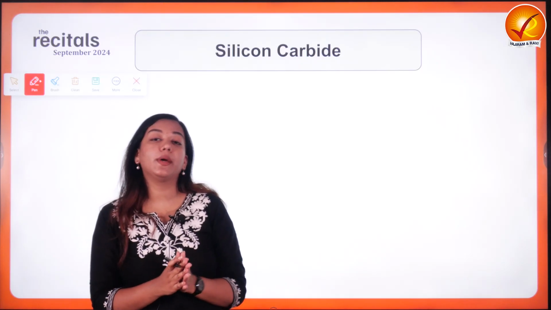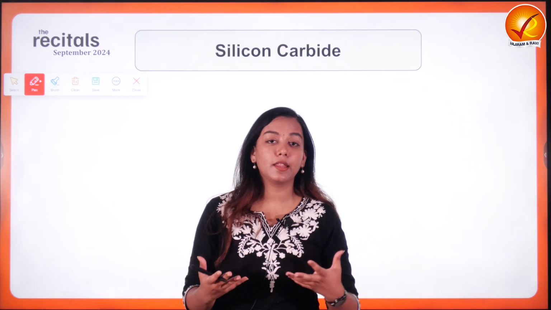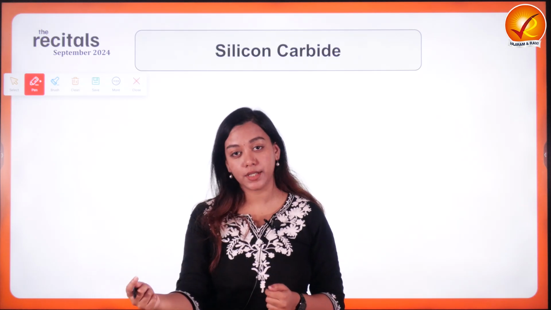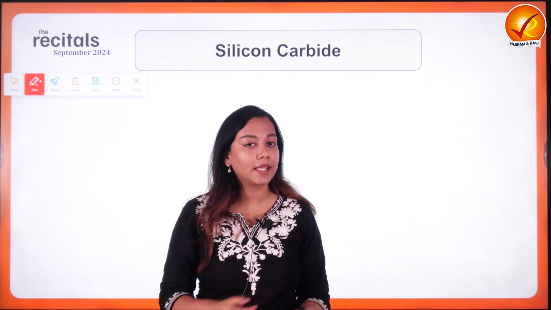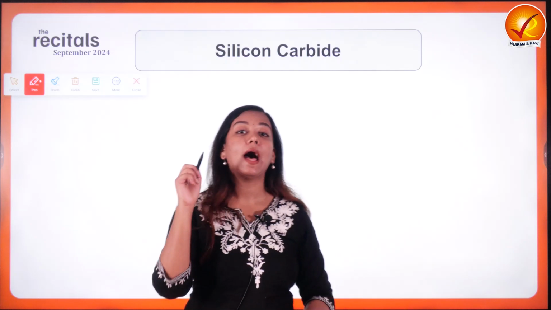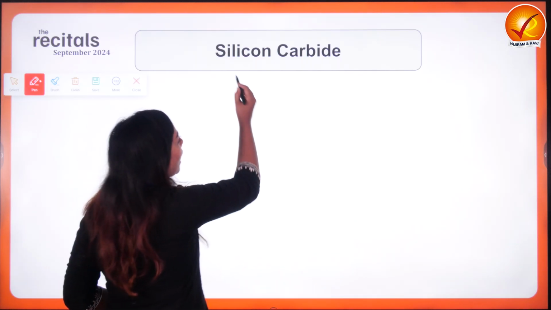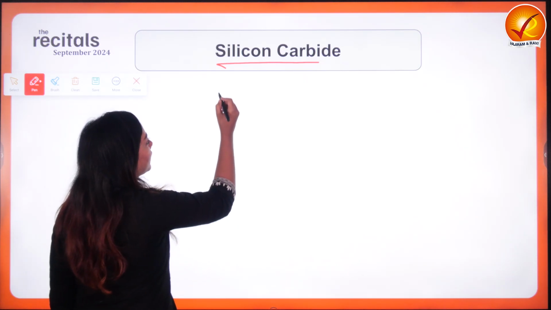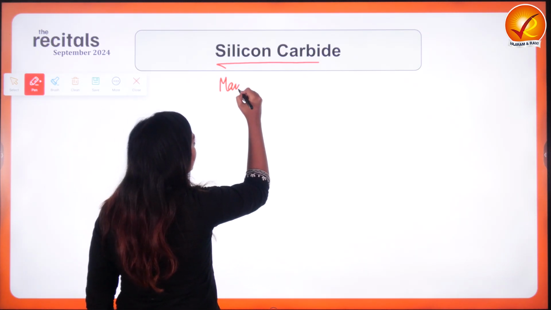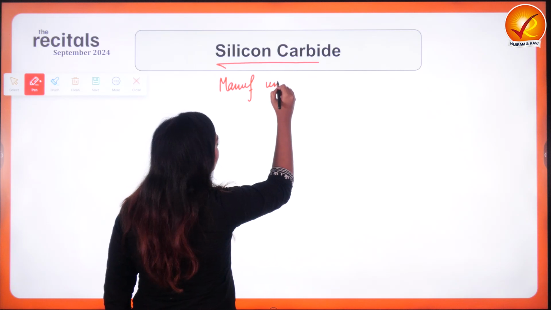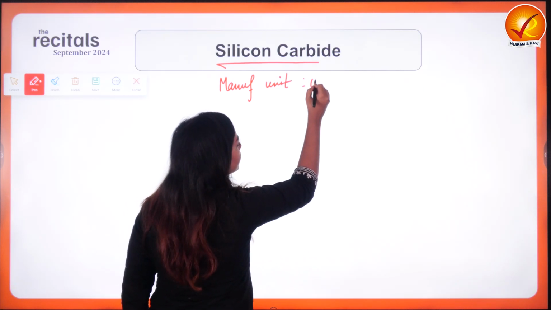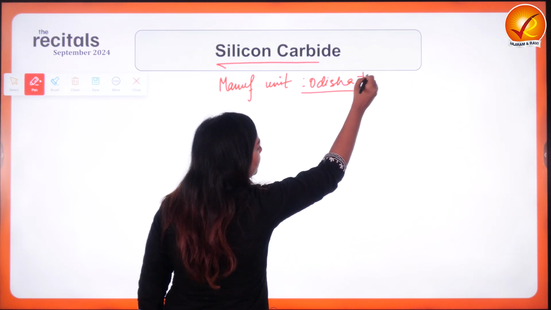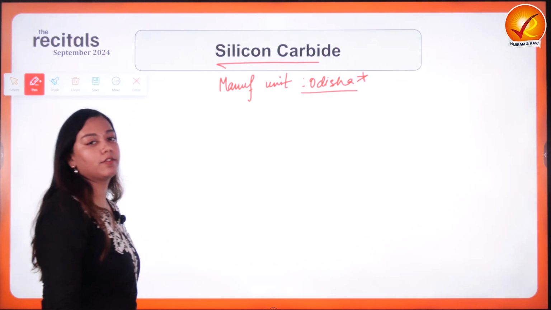Now, because of its growing demand and applications in future technologies, we have a very unique compound to be manufactured in India. We were previously lacking any kind of manufacturing facility, and this particular compound, silicon carbide, is in the news because for the first time we have created a manufacturing unit for silicon carbide in the state of Odisha. So please remember this is an important current affair.